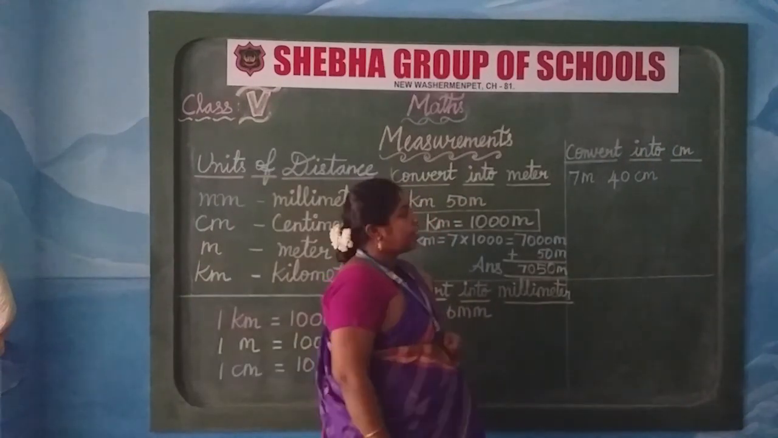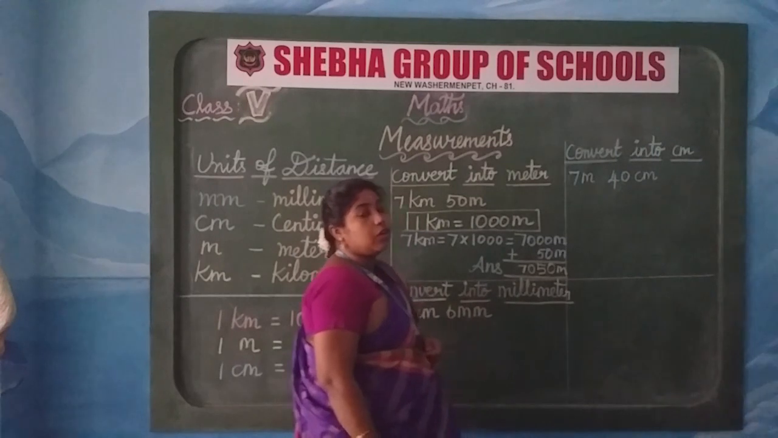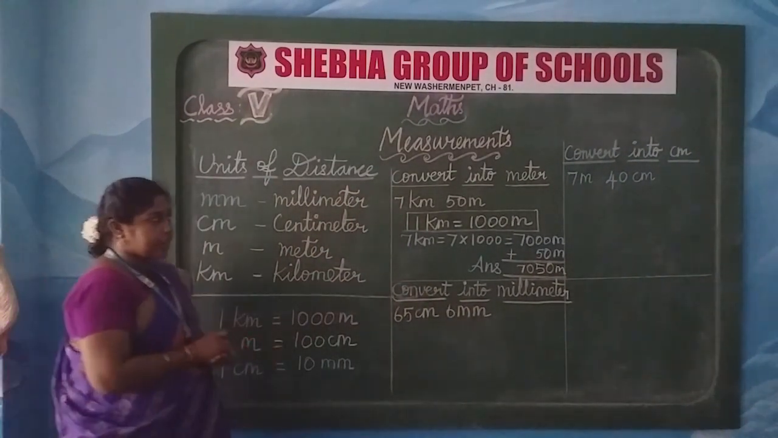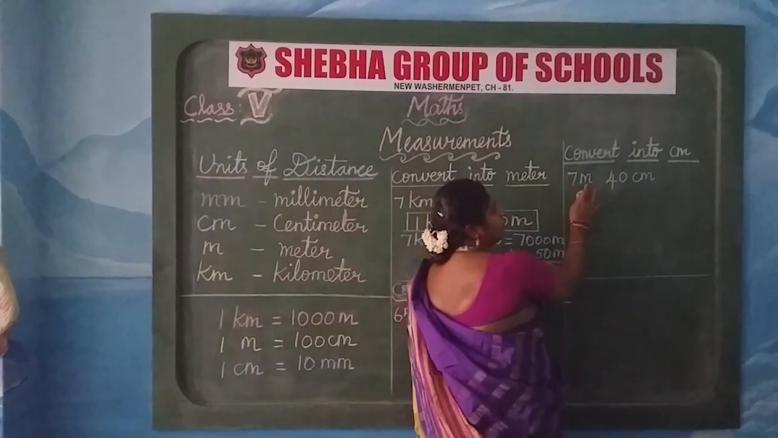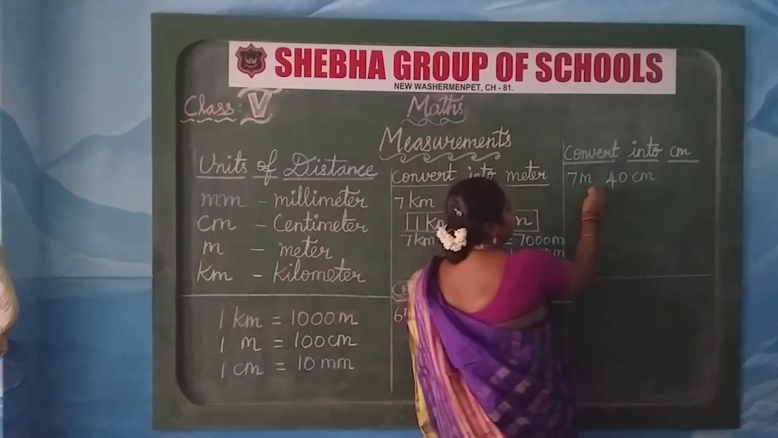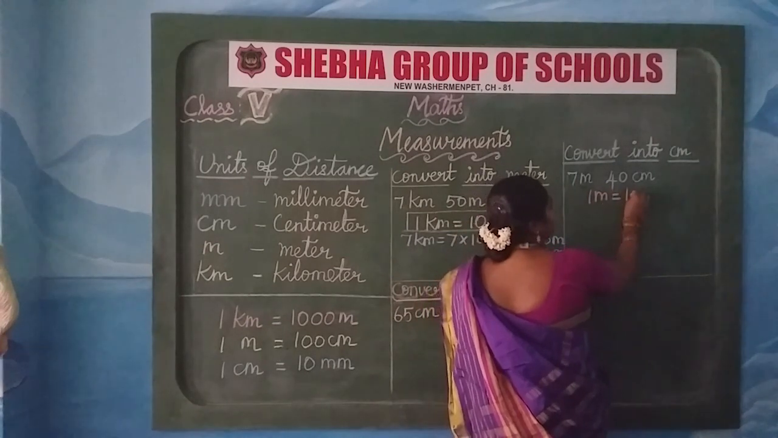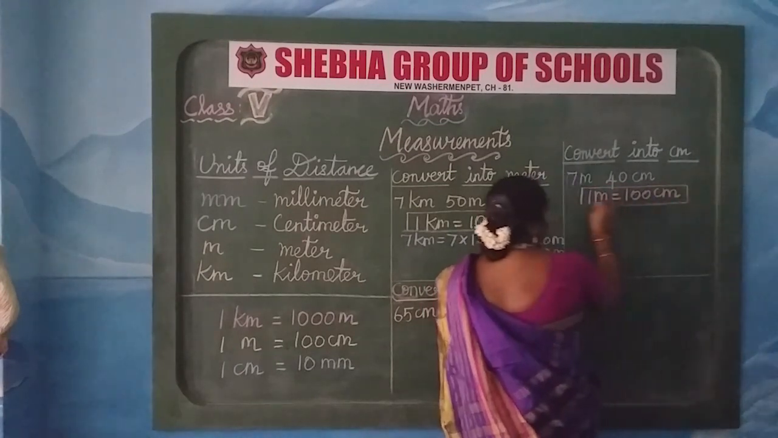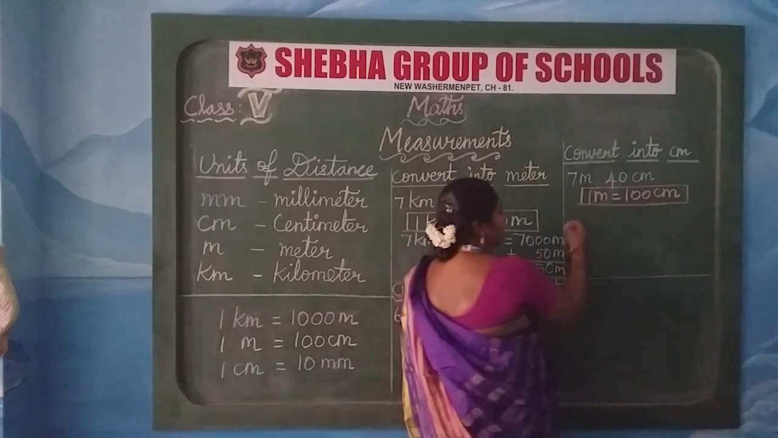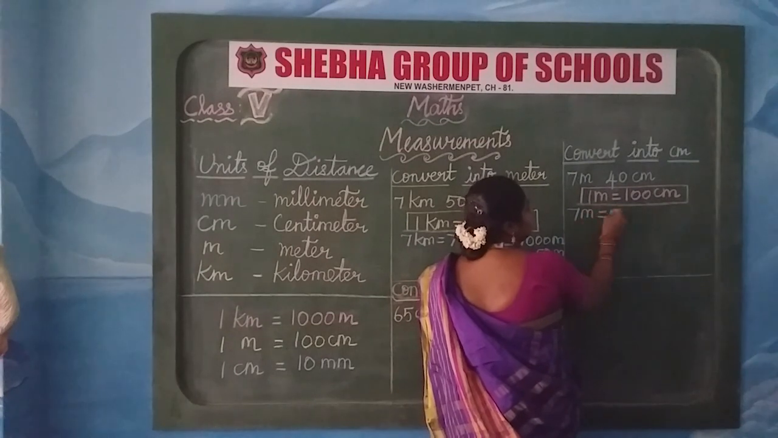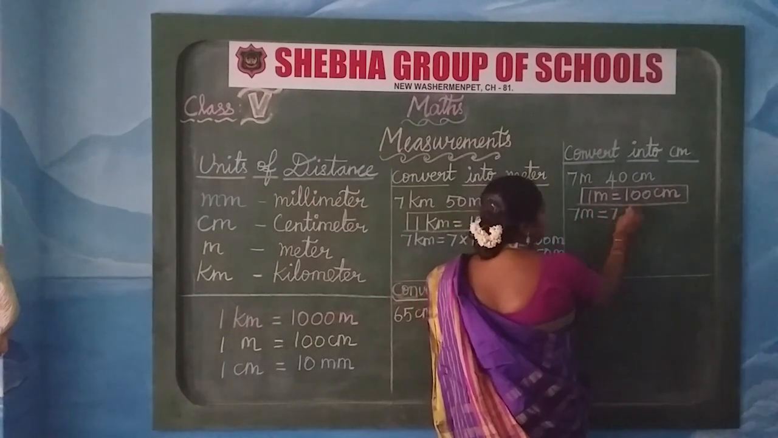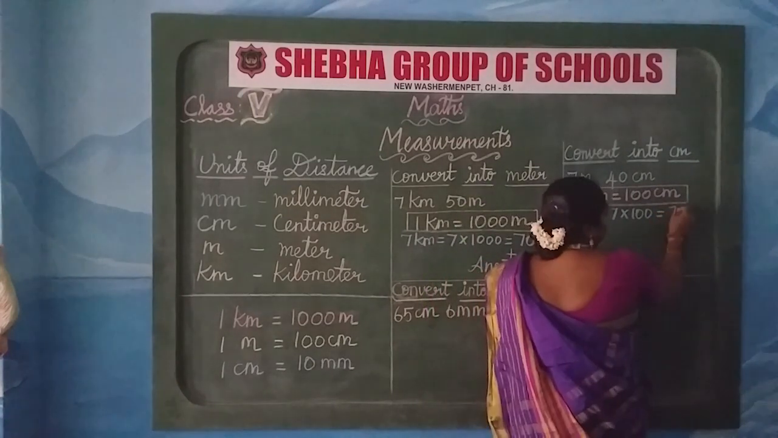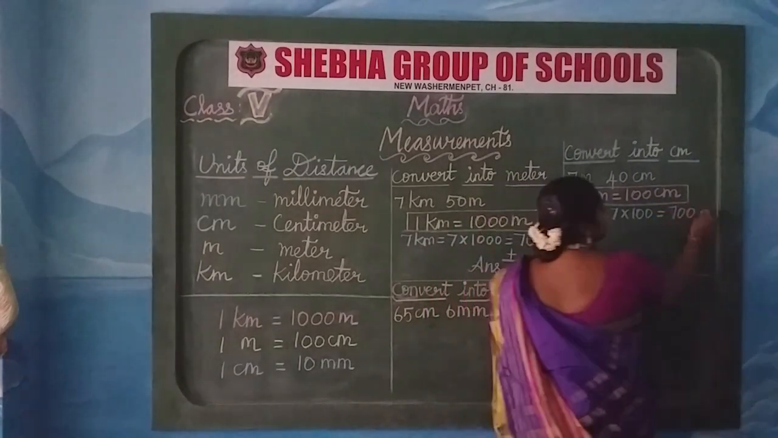Now children, convert meter into centimeter. What's that formula I have given you? 1 meter equals 100 centimeter. So when we convert meter into centimeter, we have to write 1 meter equals 100 centimeter. Again in the same way, we have to convert 7 meter into centimeter, 7 into 100. What will be the answer, children? Yes, you are right, 700 centimeter.